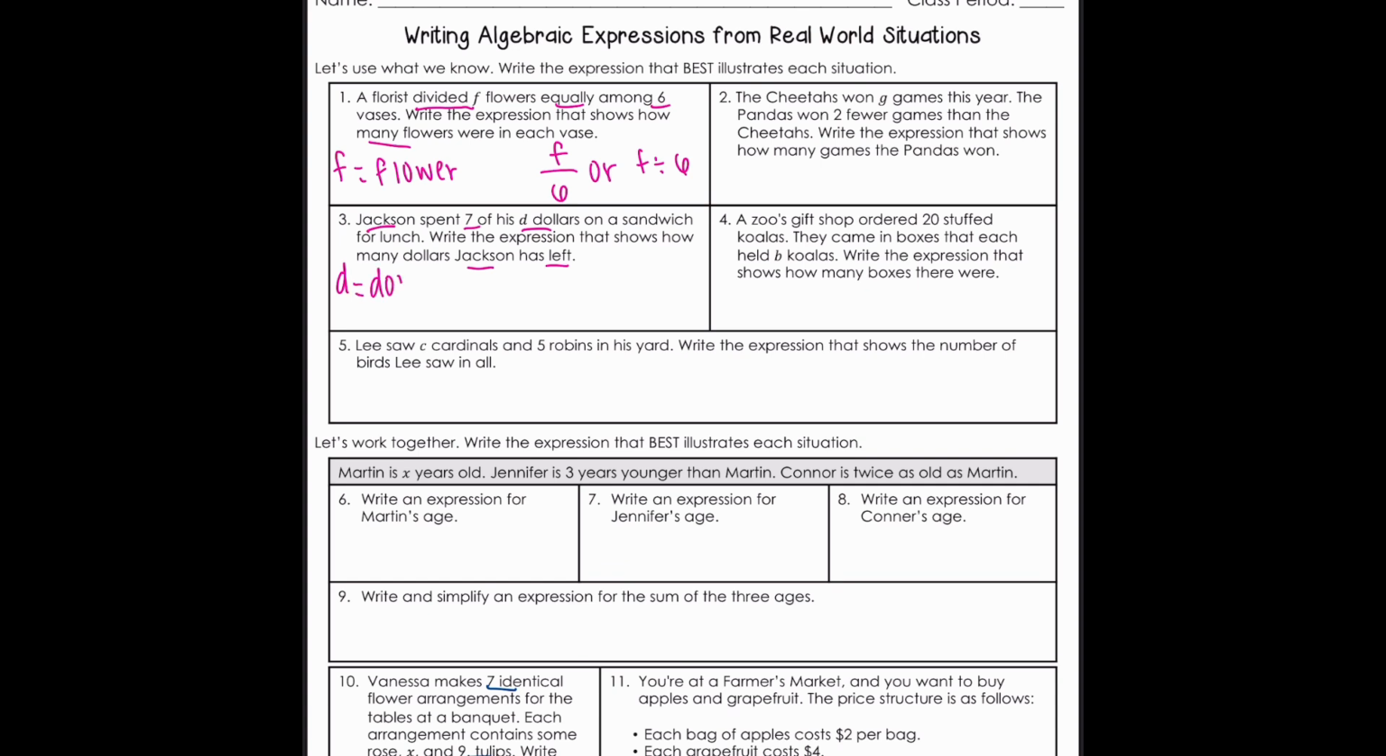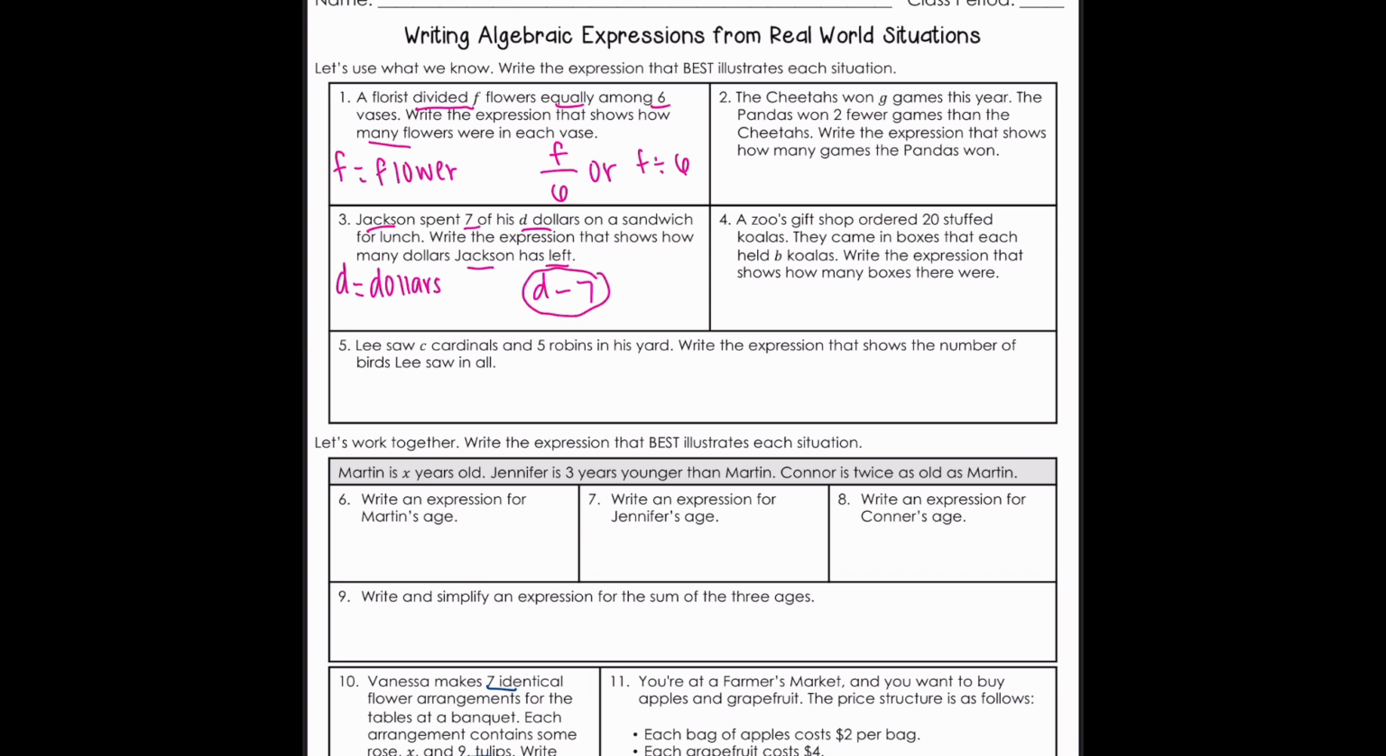Okay, so we're going to take what Jackson had, which was the dollars that we don't know, and subtract that from what he spent on the sandwich. So our answer would be D minus 7. Okay, let's jump to number 5.